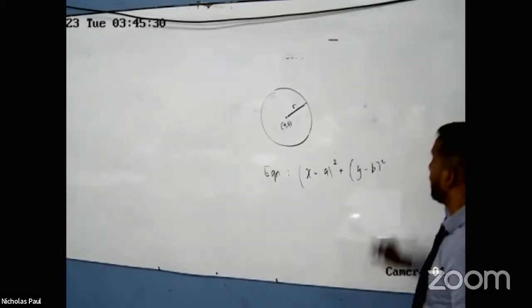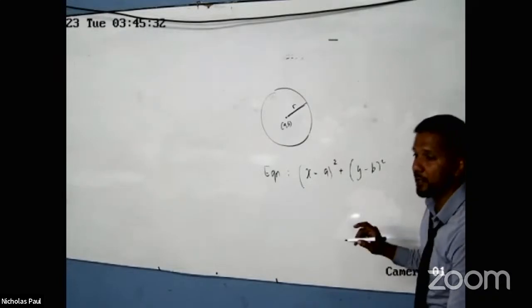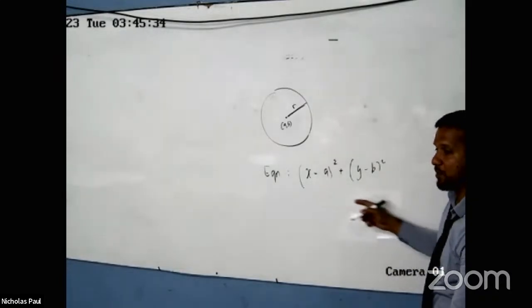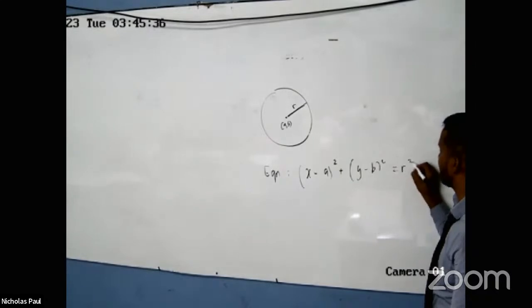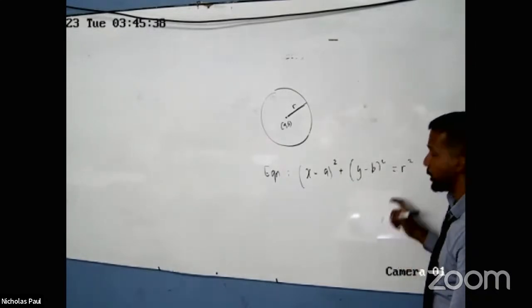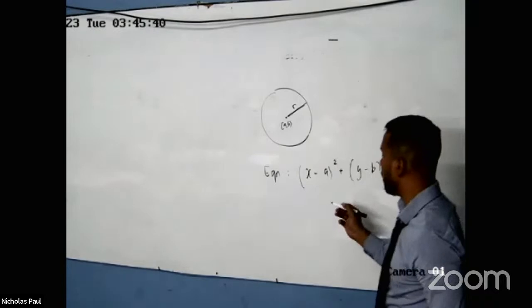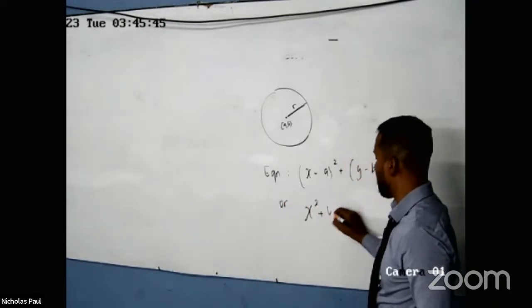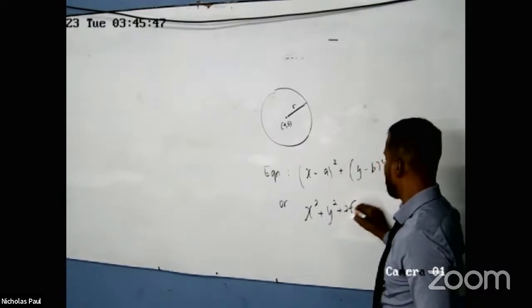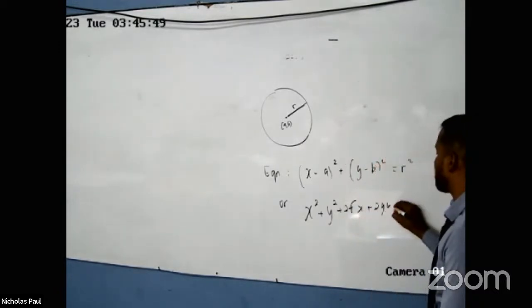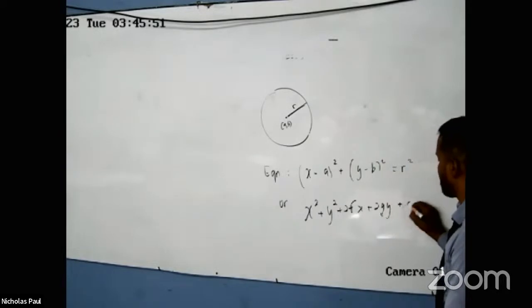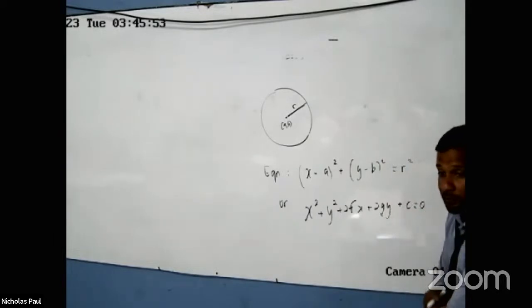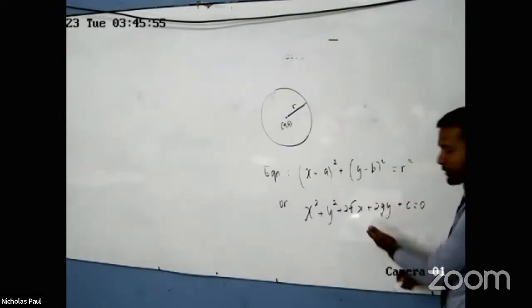Right. So we said that the equation of a circle looks like this. That's the equation of a circle. And we also said that it can also be written as x squared plus y squared plus 2fx plus 2gy plus c is 0. Right? So suppose you have this form here and here.